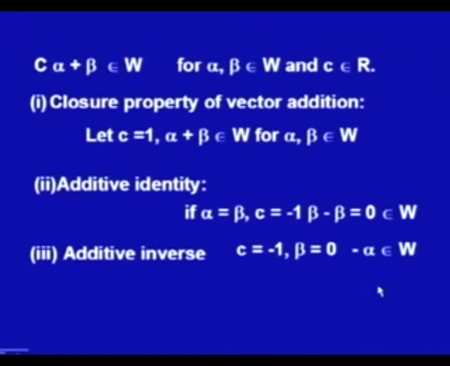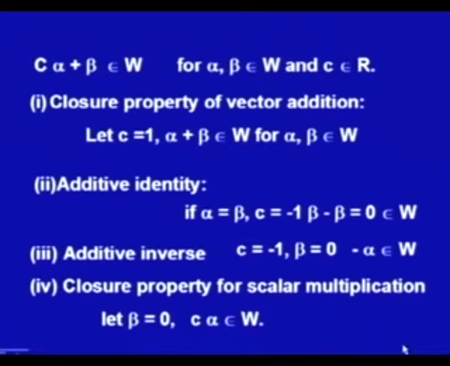So, 3 properties have been established, and the fourth one is the closure property for scalar multiplication. To check this property with respect to this given general condition, if we substitute beta is equal to 0, then C alpha belongs to W. That means, for C belonging to R and alpha belonging to W, C alpha is also in W, and that means the closure property for scalar multiplication is also satisfied if this condition is satisfied.